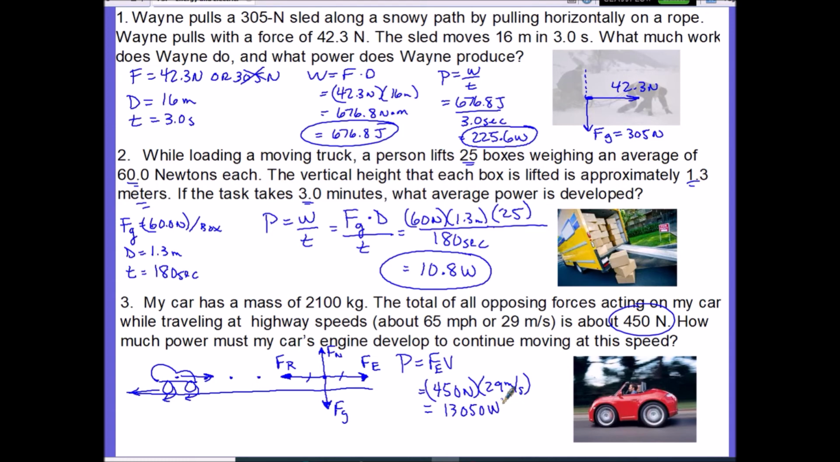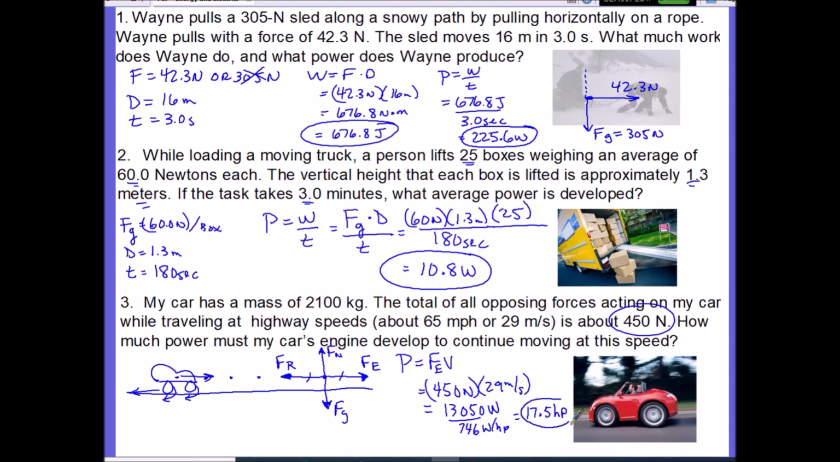Now, I'd probably rather look at that in horsepower, since horsepower is typically the unit that I would use to describe engine power. So let's go ahead and divide that by 746 watts per horsepower, and we get that's about 17.5 horsepower.